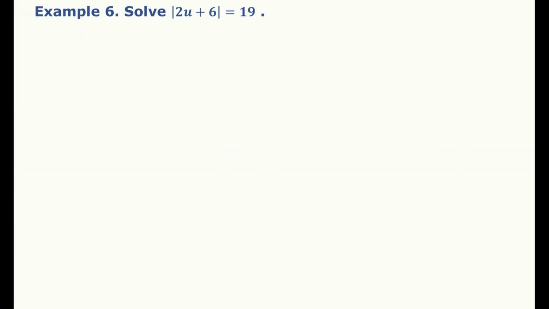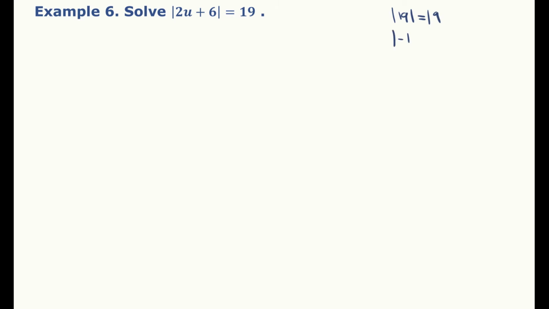All right, for our next problem, we have absolute value of 2u plus 6 equals 19. And it's going to be handled very much the same way we handled the other ones. So we have some expression whose absolute value is 19. As we know, there are only 2 real numbers whose absolute value is 19. One of them is 19 itself.